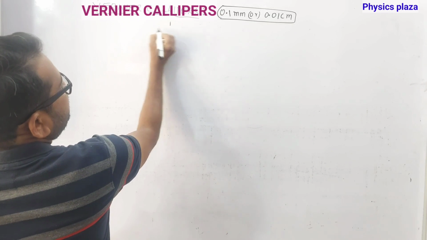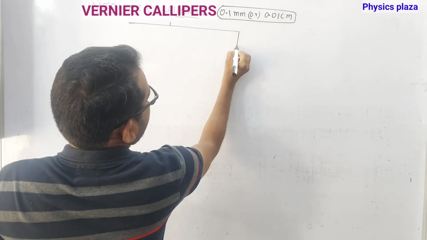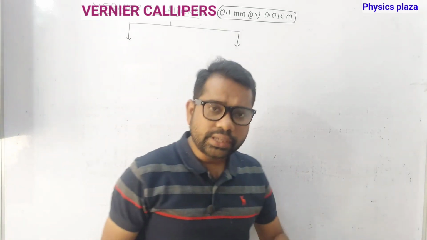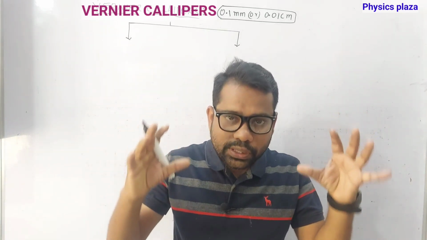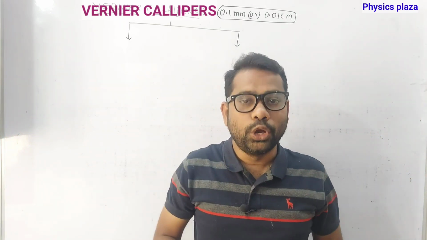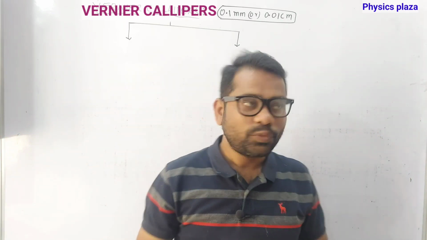So let us come to this vernier calipers, children. Here the vernier calipers mainly consists of two scales. It is a special type of device where we combine two scales to get a better value and increase the accuracy. Okay, now fine.